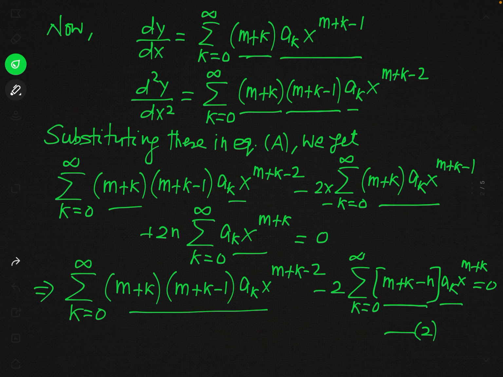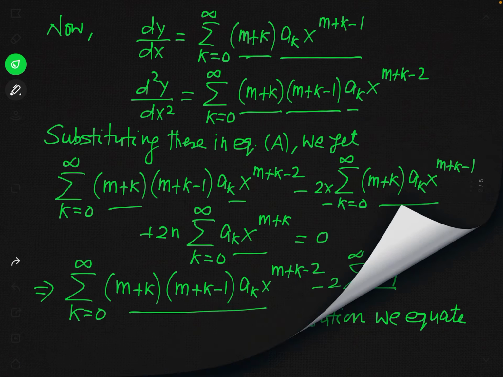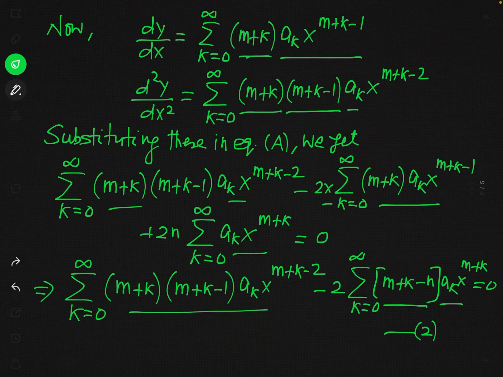Now after getting this equation, we will write the initial equation, and you know the initial equation is actually a quadratic equation having two roots. So to write the initial equation, we will equate to 0 the coefficient of the lowest power of x, and in this series, the lowest power of x will be obtained when k has the lowest value, that is k will be equal to 0.